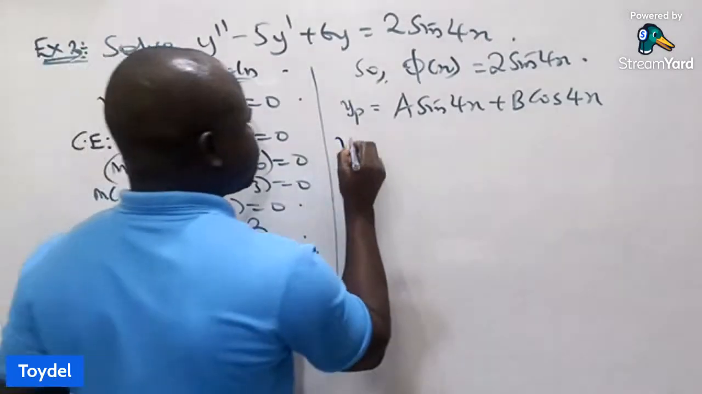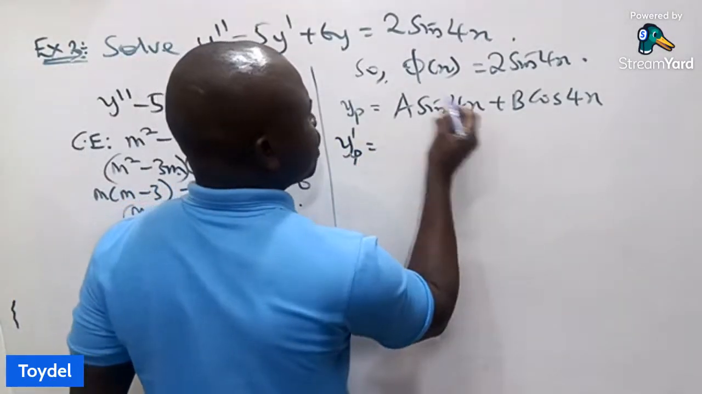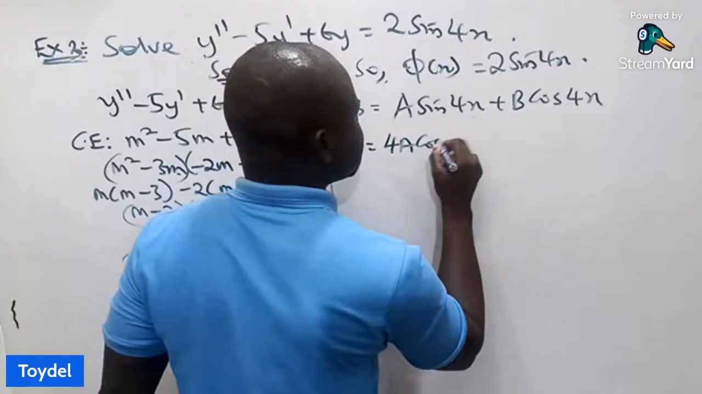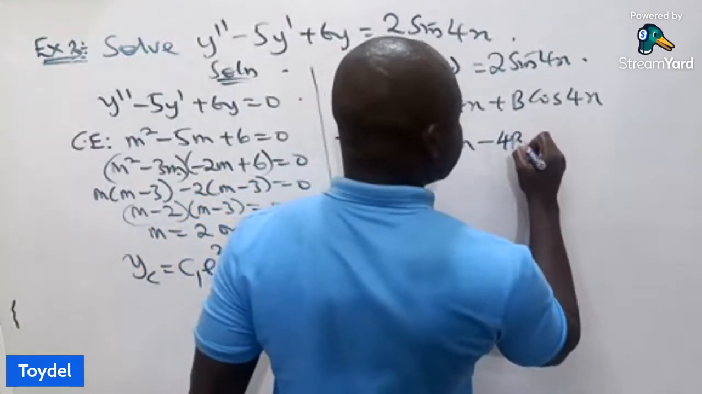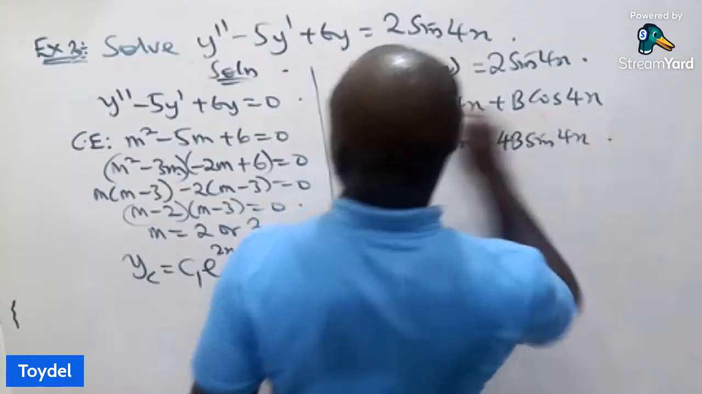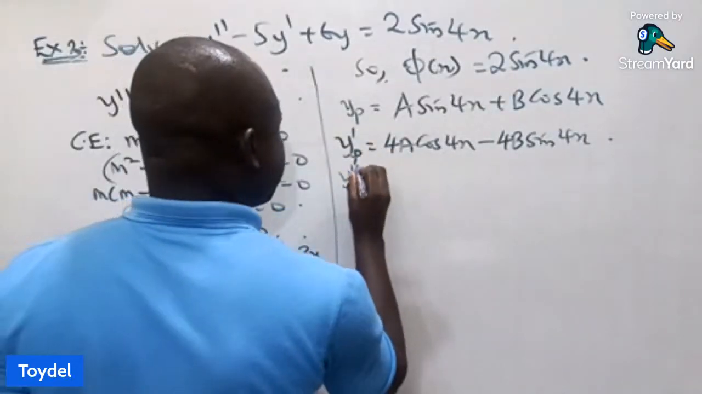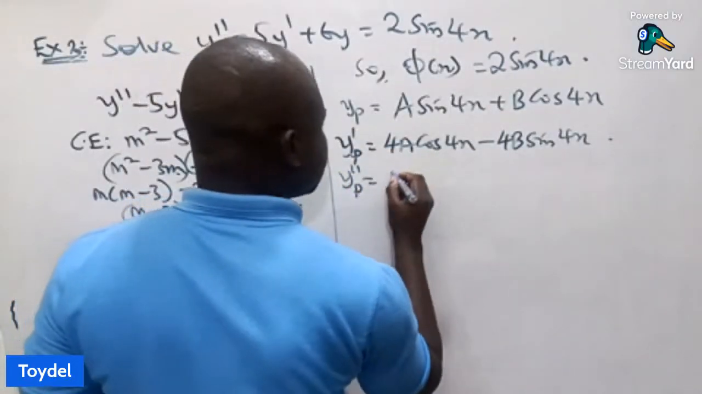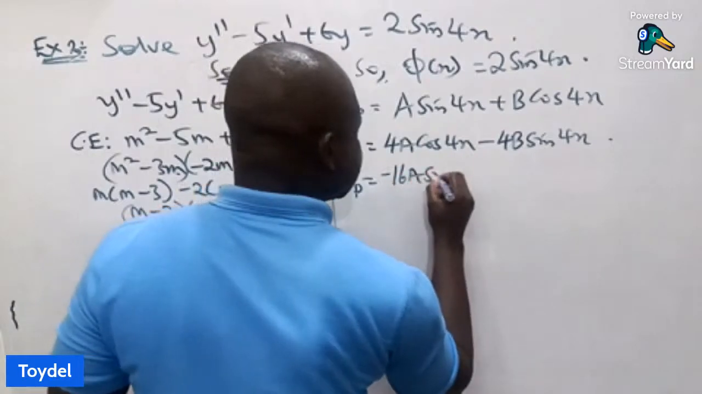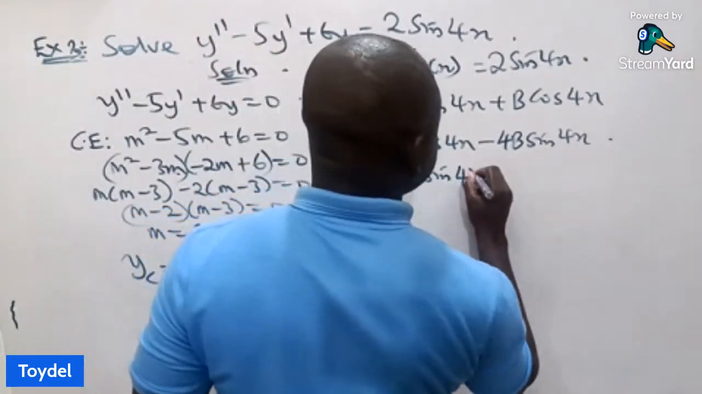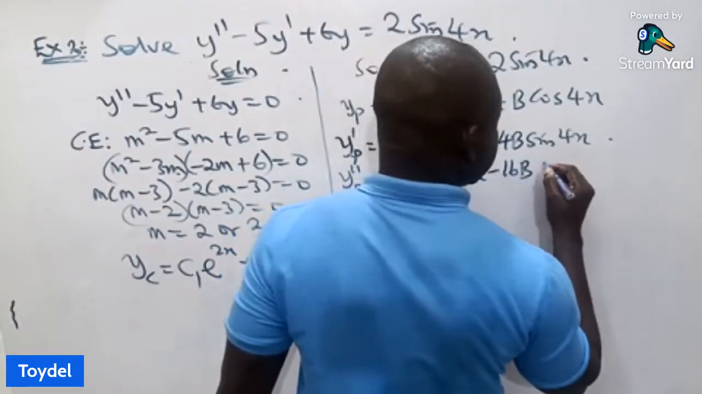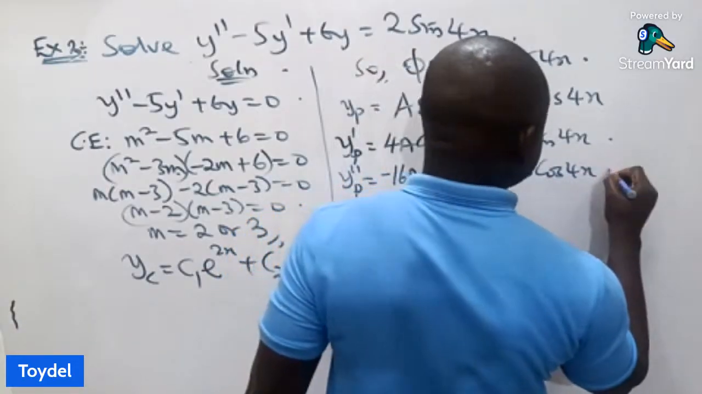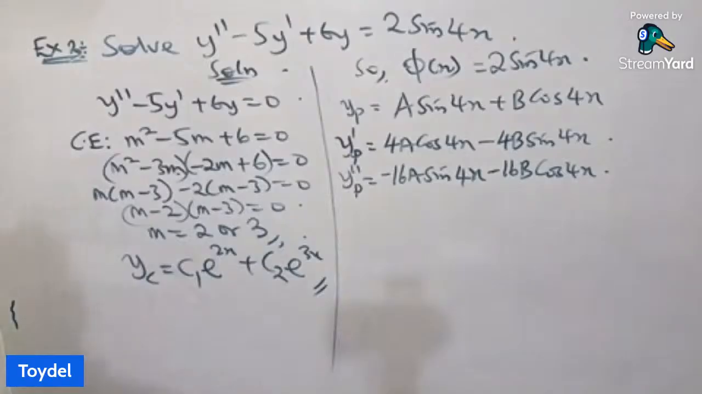Then we go ahead and find y_p prime. When we differentiate this, we have 4a cos 4x, and when we differentiate cos, it is minus 4b sine 4x. Then y_p double prime will be minus 16a sine 4x minus 16b cos 4x. So we will now go ahead and substitute the values into this equation.